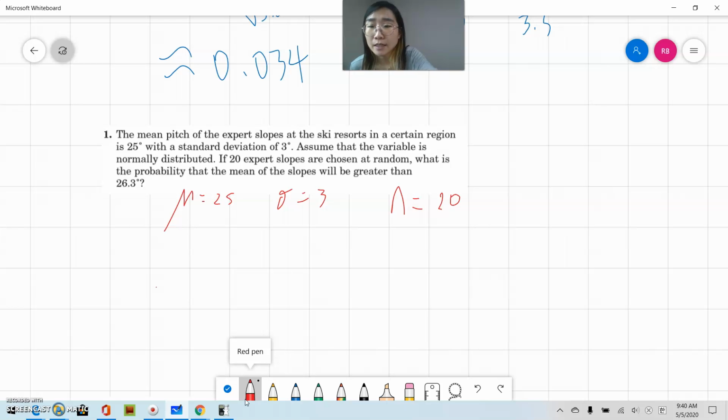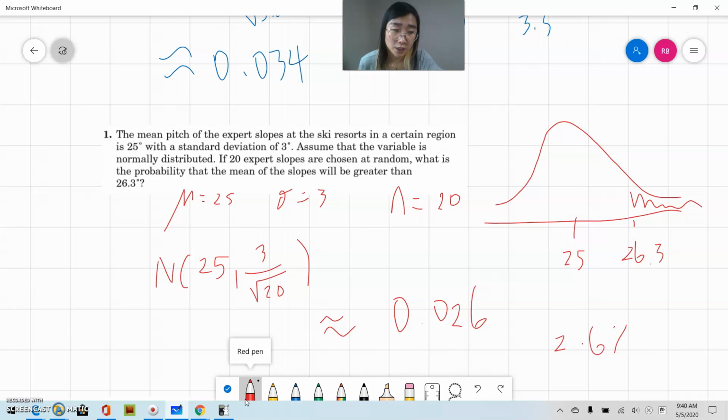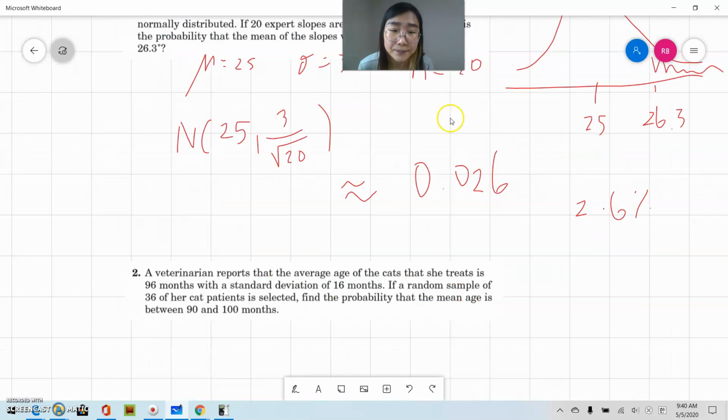So our new normal distribution would be 25, 3 over the square root of 20, because it's sigma over the square root of n. My distribution will look like this, and it's asking for greater than 26.3. That's what it's asking, right? So you're going to put it in normal CDF again, and you get 0.026, meaning there's a 2.6% chance of randomly selecting a mean of slope that will be greater than 26.3 degrees.